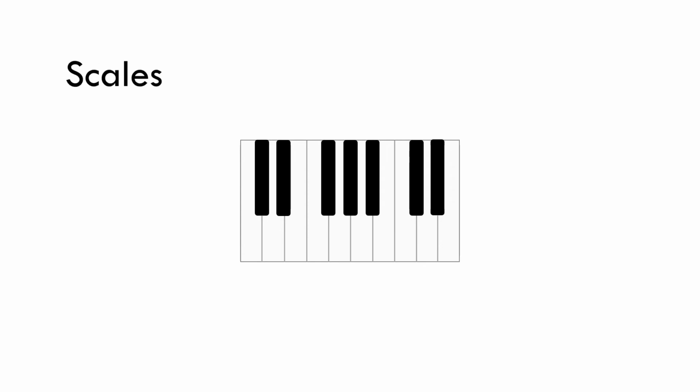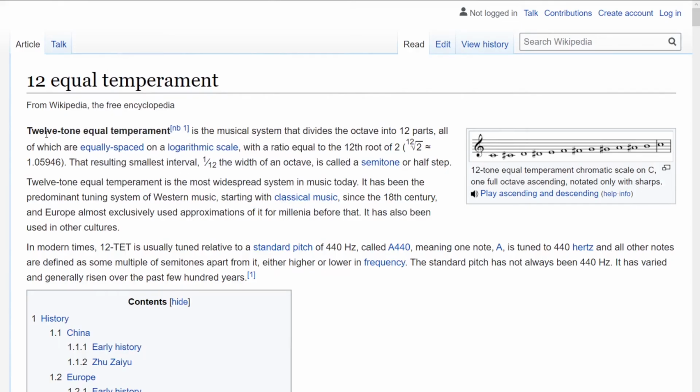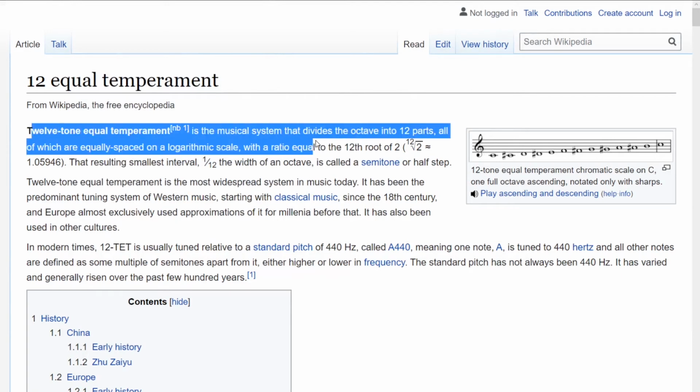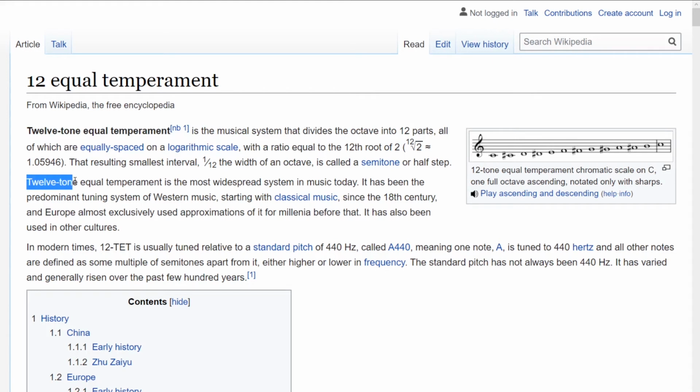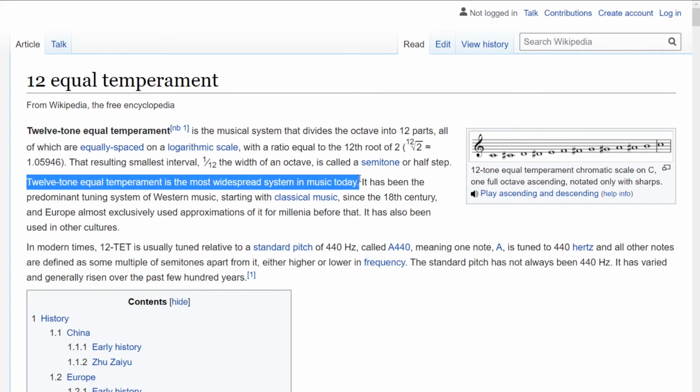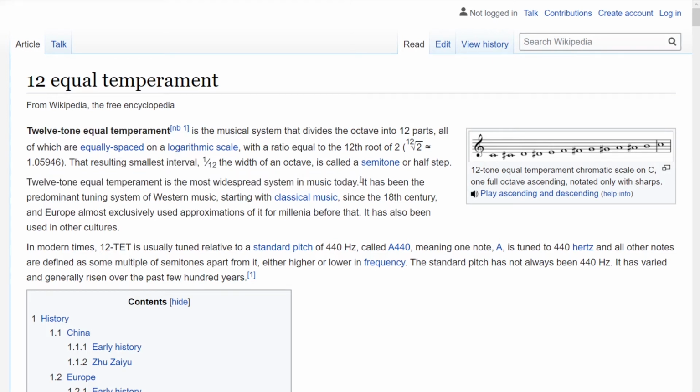A scale is a group of musical notes arranged in order. The most common scale that we use today is the 12-tone equal temperament scale. According to what we found, the 12-tone equal temperament musical system divides the octave into 12 parts. The system is so widely known that almost all musical pieces and instruments started from classical form under the basic structure of the system.